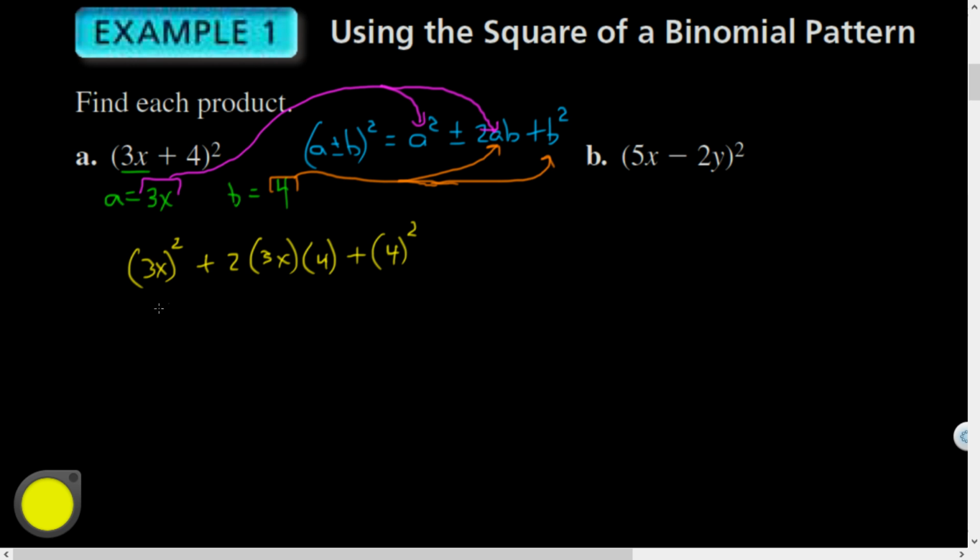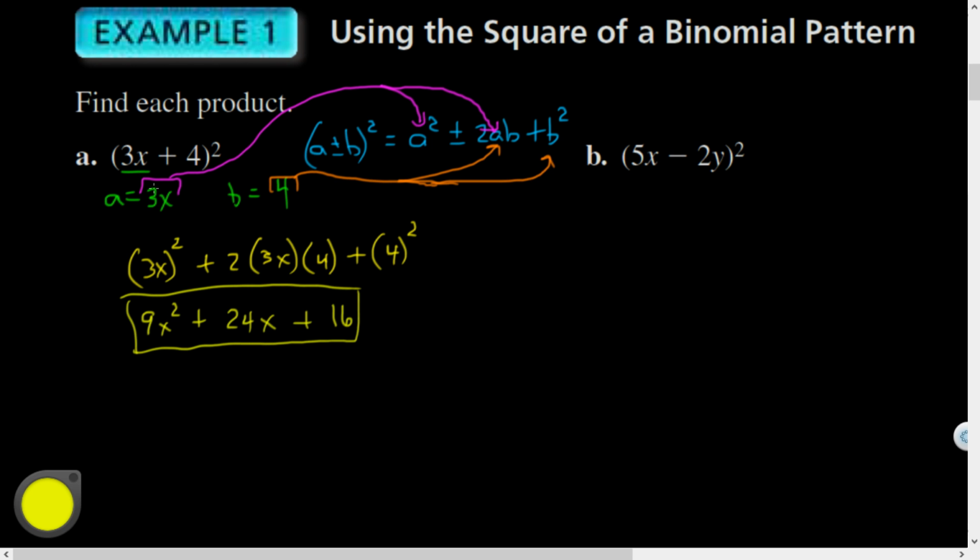So square both the 3 and the x, so that's 3 squared is 9x squared, plus, notice this, 2 times 3 is 6, and 6 times 4 is 24. And I've got the x still hanging out there. And what is 4 squared equal to? Anybody, 4 squared? 4 times 4. It's alright. Let's see. So there we go.